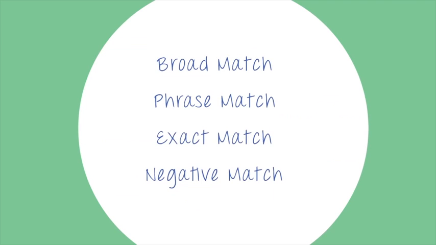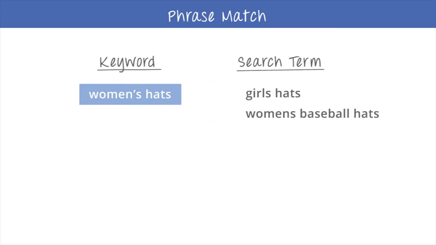With the phrase match option, Sarah can be a little more specific about who will see her ads. Phrase match is like broad match, except that it doesn't include synonyms or search terms that contain words in the middle of your keyword phrase.